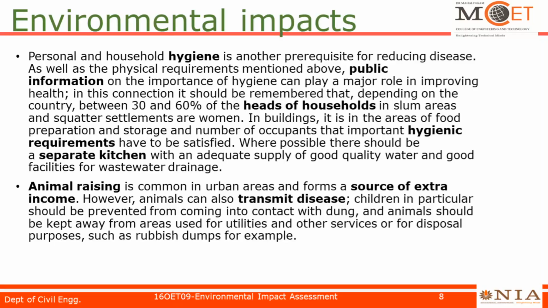In buildings, it is the areas of food preparation and storage, and the number of occupants, that important hygiene requirements have to be satisfied. Where possible, there should be a separate kitchen with an adequate supply of good quality water and good facilities for wastewater drainage. Animal raising is common in urban areas and forms a source of extra income. However, animals can also transmit diseases. Children in particular should be prevented from coming in contact with dung, and animals should be kept away from areas used for utilities and other services or for disposal purposes such as rubbish dumps, for example. Right, so the animals should be kept away from the garbage or garbage yards.